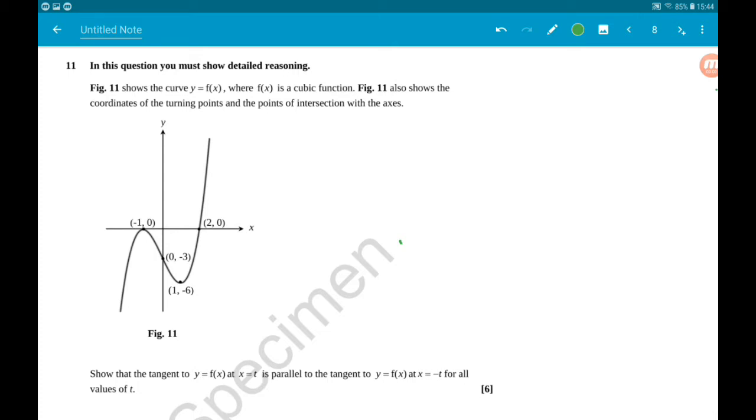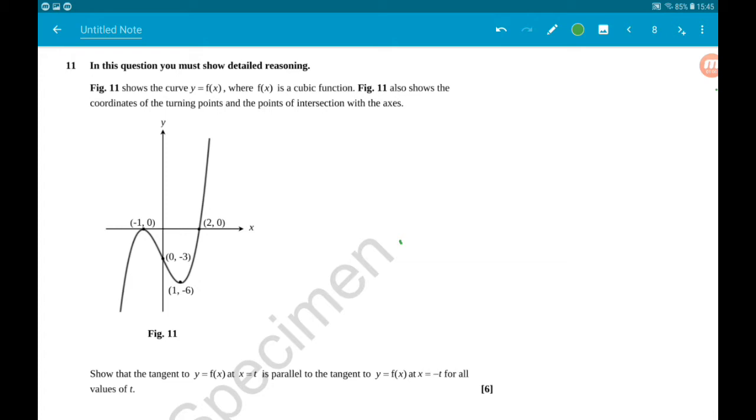Okay, number 11. This one looks fun. So, figure 11 shows the curve y is equal to f of x, where f of x is a cubic. Figure 11 also shows the coordinates of the turning points and the points of intersection with the axes. Okay, so we can see we hit but don't cross the x-axis at -1, 0. We go through the y-axis at 0, -3. We have a minimum turning point at 1, -6, and then we cross the x-axis at 2, 0.